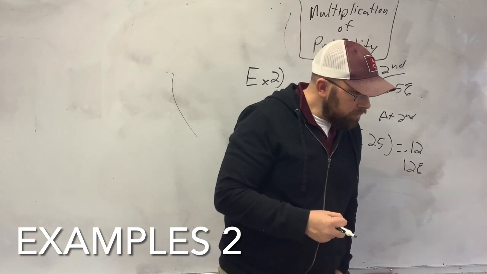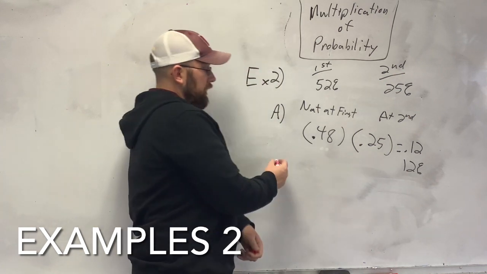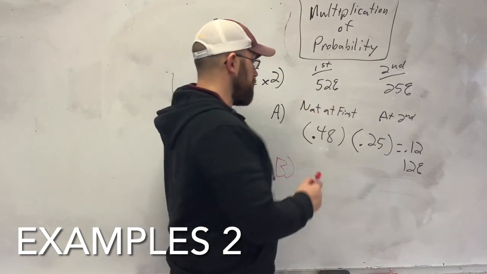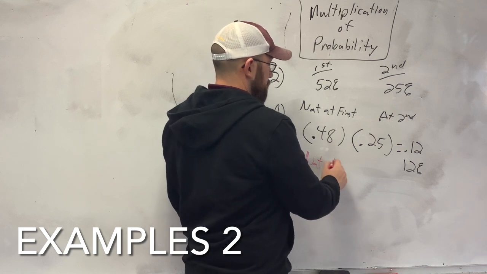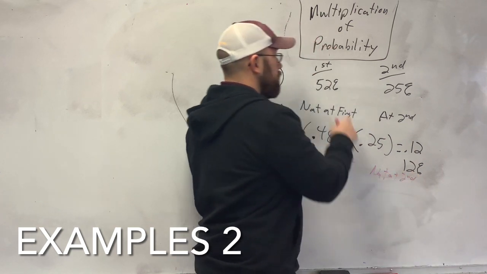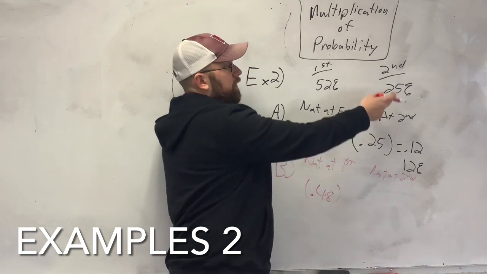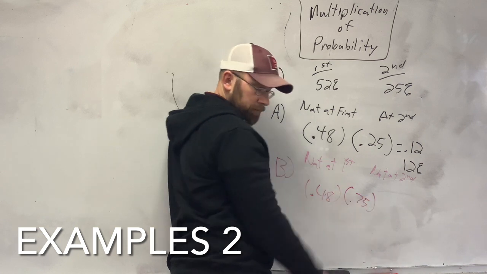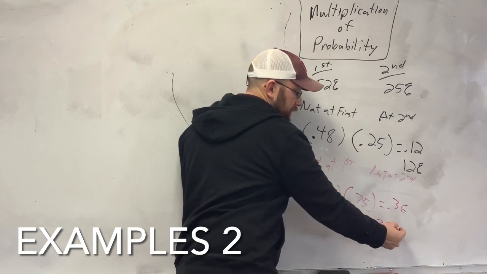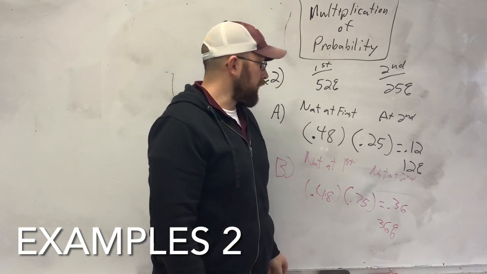Our second, what if I said neither of these can be found at the library? So your chances of not finding it at the first and not at the second. If you have a 52% chance of finding it, you have a 48% chance of not finding it, and you have a 75% chance of not finding it at the next one. So you multiply those two together, and it's 0.36 or 36%. So you have a 36% chance of not finding your book at all in either library.